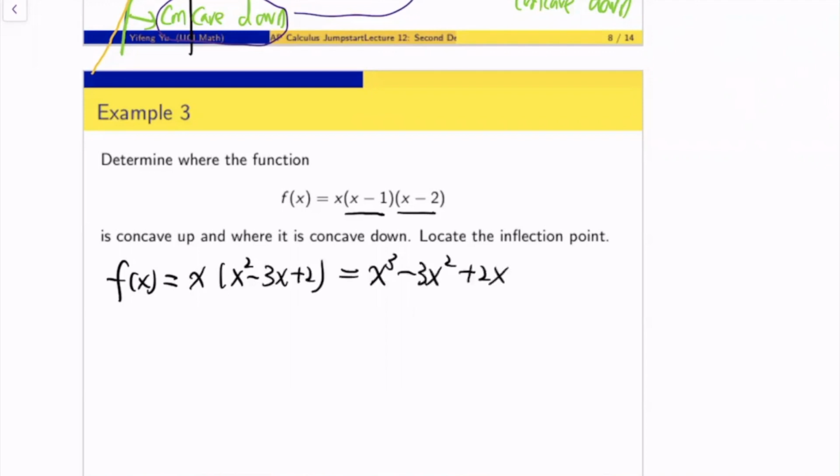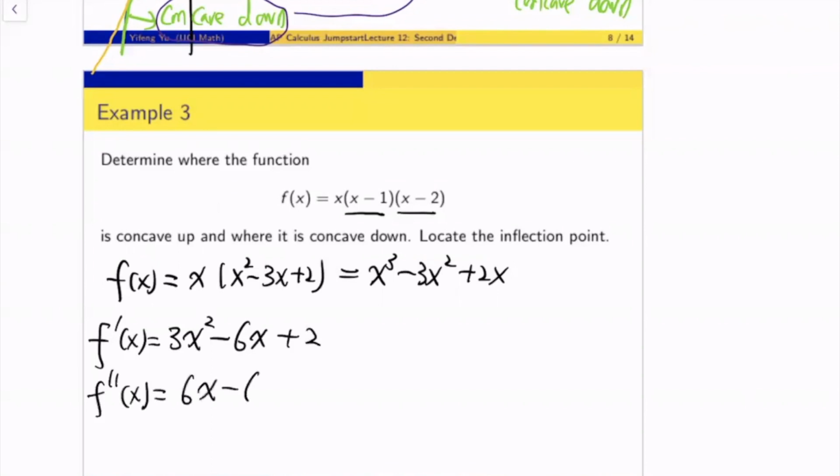Okay, let's compute the second derivative. The first derivative of this will be 3x squared minus 6x plus 2, right? And then I take the derivative again. This will be 6x minus 6, which is 6 times (x minus 1). It's 6 times (x minus 1).